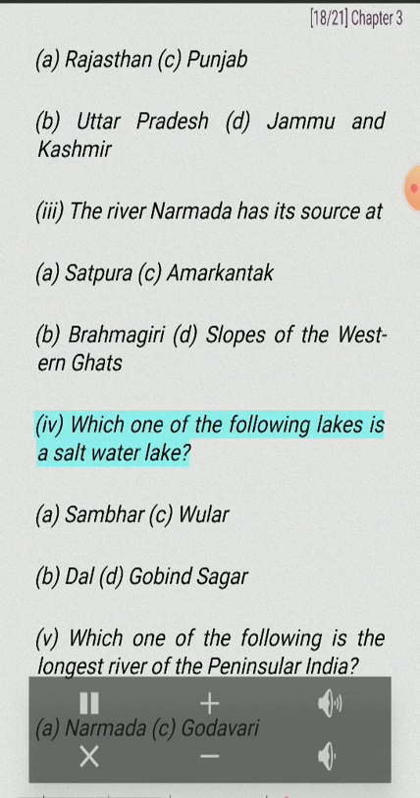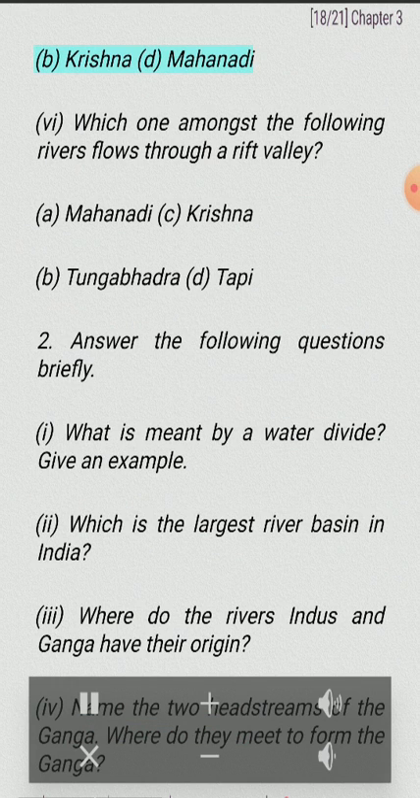IV. Which one of the following lakes is a saltwater lake? A. Sambar. B. Dal. C. Wooler. D. Gobind Sagar. V. Which one of the following is the longest river of peninsular India? A. Narmada. B. Krishna. C. Godavari. D. Mahanadi. VI. Which one amongst the following rivers flows through a rift valley? A. Mahanadi. B. Tungabhadra. C. Krishna. D. Tapi.